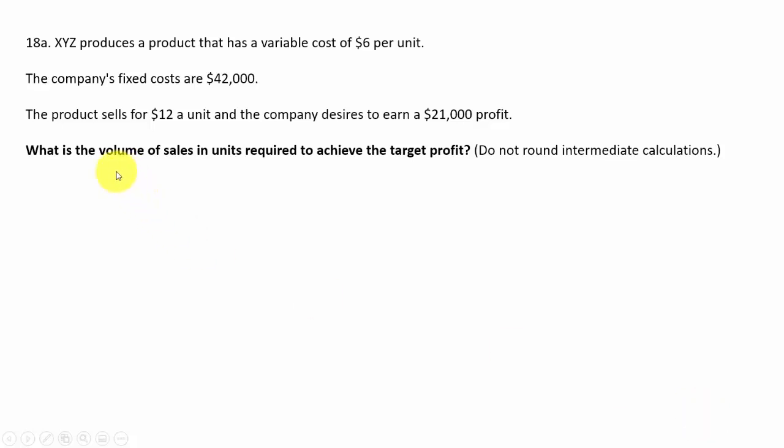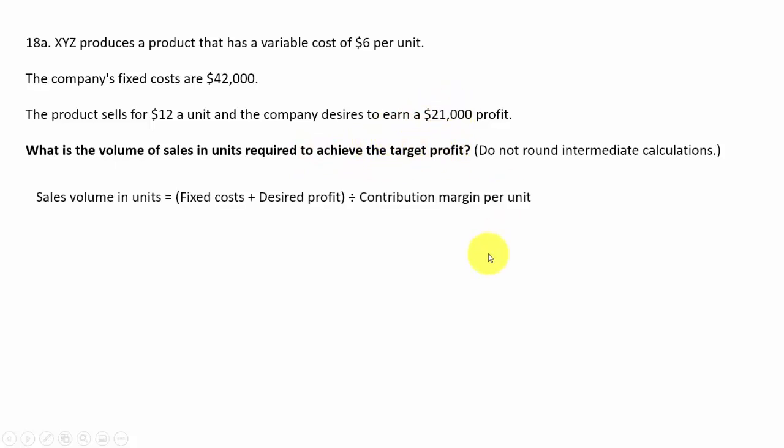This problem starts off with XYZ company produces a product that has a variable cost of $6 per unit. The company's fixed costs are $42,000, and the product sells for $12 per unit, and the company desires to earn a profit of $21,000. So what is the volume of sales in units, not dollars, but in units, required to achieve the target profit? Remember, that target profit is $21,000.